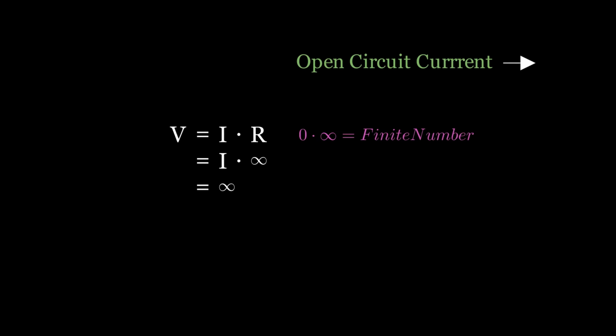Back to Ohm's law again. Previously, the voltage was considered infinity on the basis that any number multiplied by infinity is infinity. But the tricky part here is that this statement is not true when the number we multiply by infinity is 0. Open circuit current gives that special number. So the resulting voltage is not infinite but a finite number.